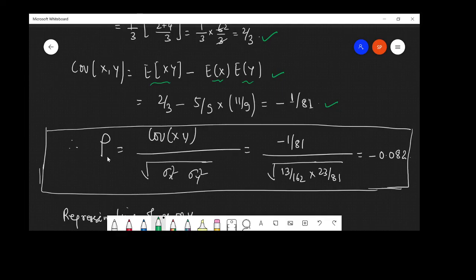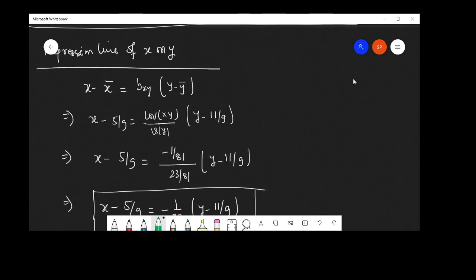And now we need rho, which is equal to covariance of xy over the square root of sigma x square into sigma y square. Here we write covariance, which is minus 1 by 81, and under the root sigma x square, found before as 13 by 162, into sigma y square, which is 23 by 81. After calculating it is coming minus 0.082. This is the correlation coefficient. So now we need to find the next.